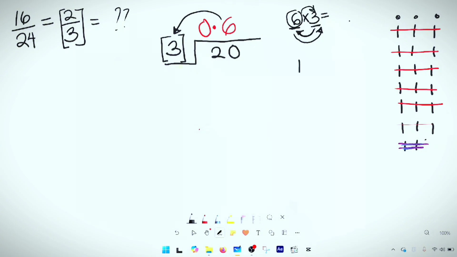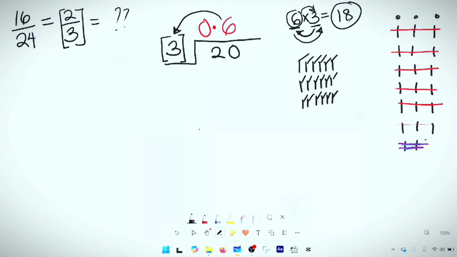I have 1, 2, 3, 4, 5, 6. 1, 2, 3, 4, 5, 6, and 1, 2, 3, 4, 5, 6. Since we are multiplying them, we'll count everything together. 1, 2, 3, 4, 5, 6, 7, 8, 9, 10, 11, 12, 13, 14, 15, 16, 17, 18. 6 times 3 gives us 18.